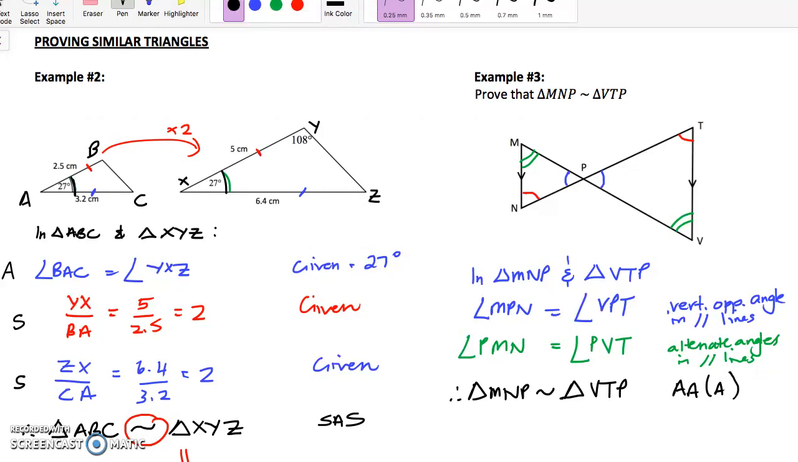So when we're looking for similarity, we want to identify at least 3 bits of information that we can link from one triangle to the other, whether it's angles or sides with a common ratio between them, and then we can start forming our similarity statement to form that proof.